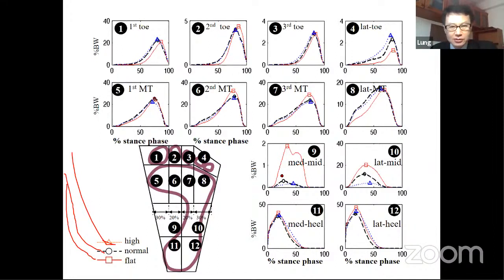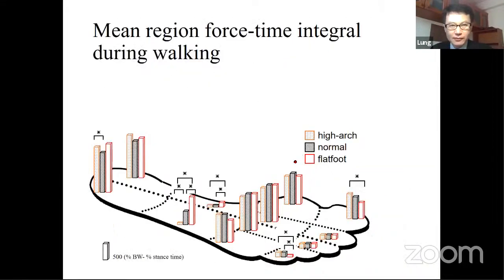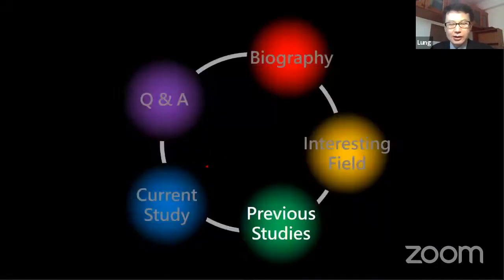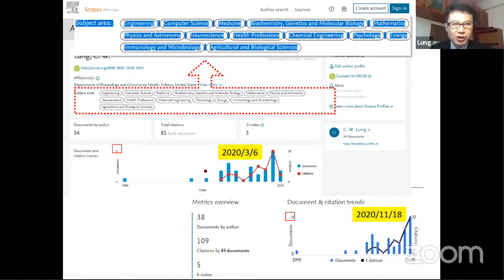So that is the total difference in the result. About the ground truth force, we can also detect different results. This is about high arch, normal and flat foot. After I have this background, I can try to use it for my research and publish it. Here I just use Scopus to find the subject area.